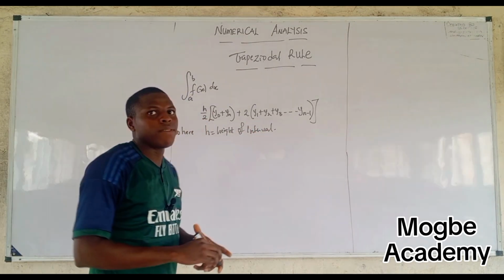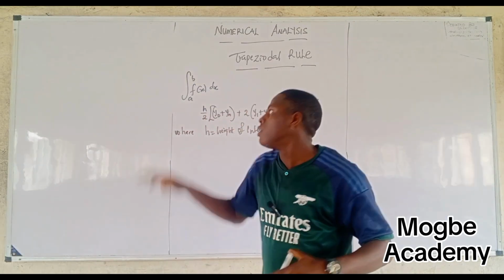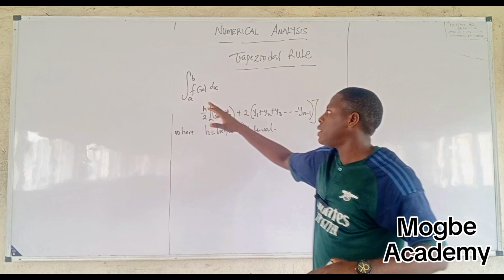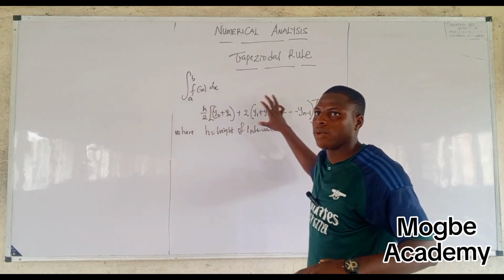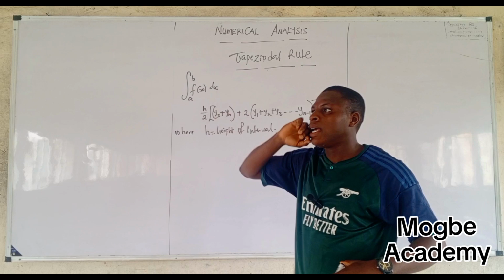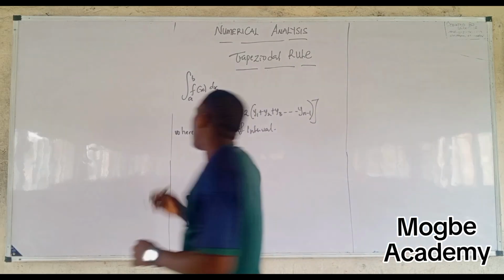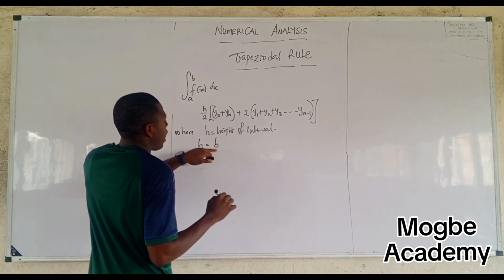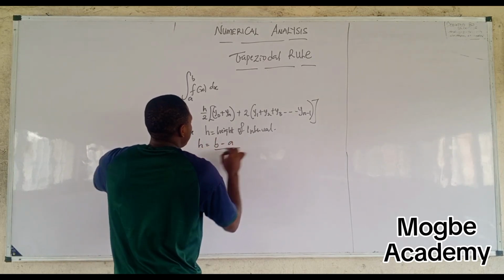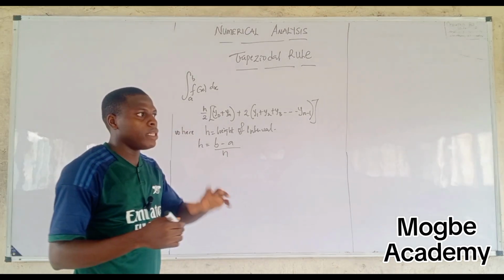Your interval will be given to you and you'll be asked to calculate the height of your interval. When you get the height of your interval, you simply take it into your trapezoidal formula and calculate. Are we together? Now, how do you calculate the height of your interval? The height of your interval, h, is simply your higher boundary minus your lower boundary over N.